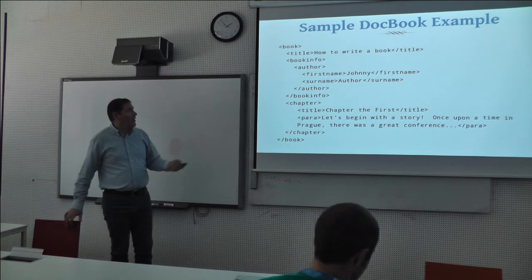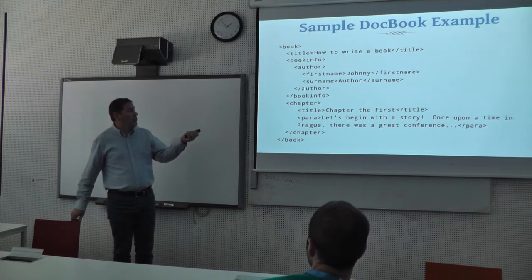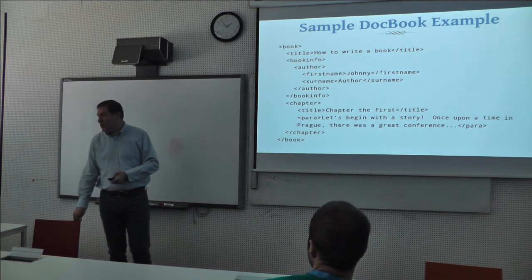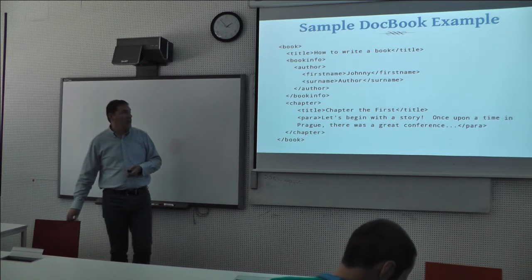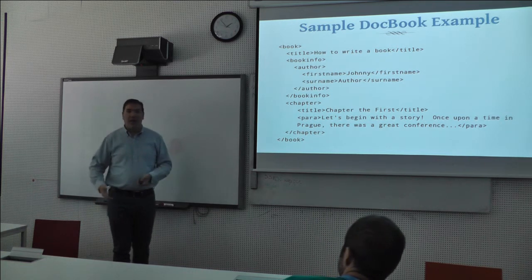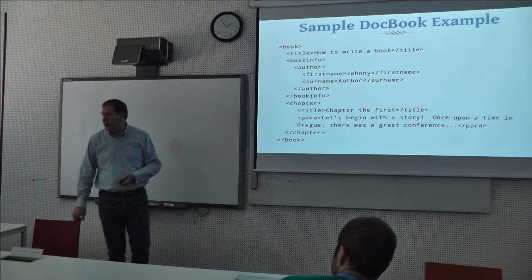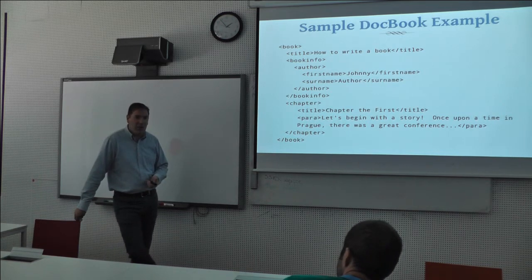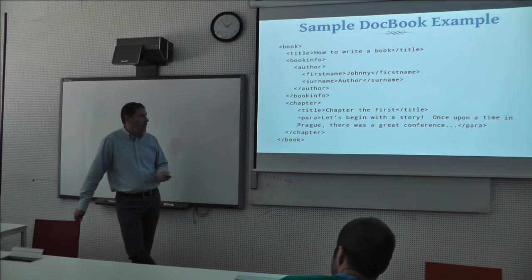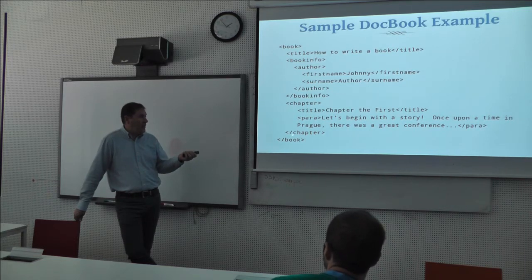So there's the title. We can have a book info section that has a list of authors. Authors have a first name and a surname. There's other information you can put in there, copyright information and editors and those sorts of things as well. But just as a simple example here. Then we have a chapter tag. Here's the end of the chapter.